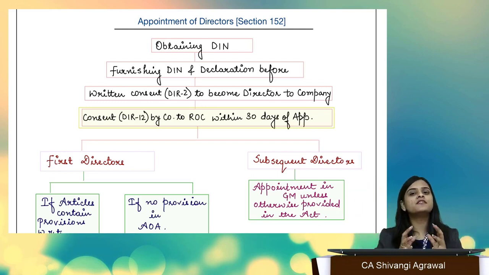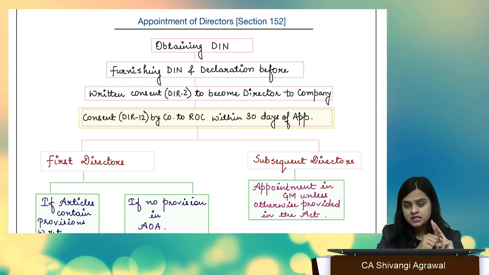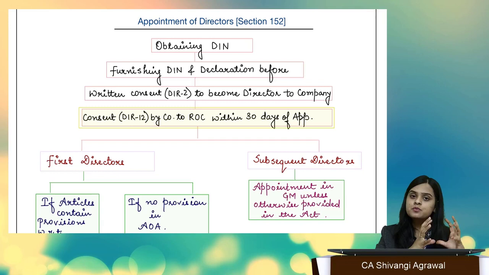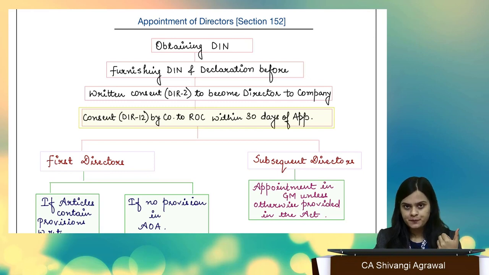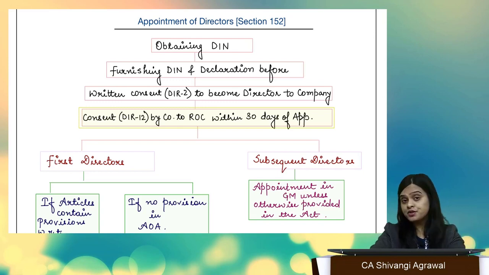Section 152 gives us 3 things. How first directors are going to be appointed, the requirements of being a director, and the rotation of directors. So it has 3 concepts involved in it. Fine, ma'am. Who can become a director? An individual. A company cannot become a director. An individual who is not disqualified, who has given his consent, right? And who has furnished MBP-1, right? So such a person can be appointed as the director of the company.